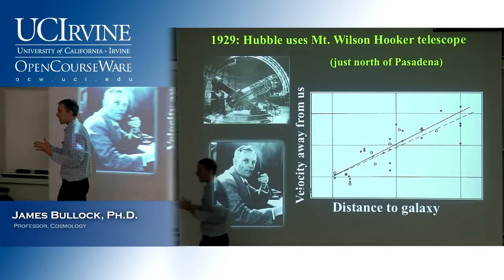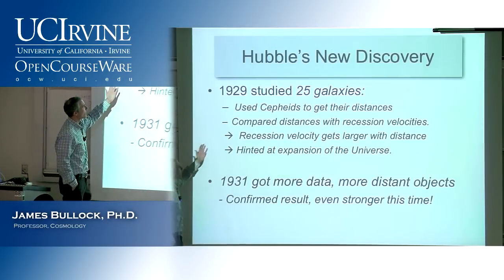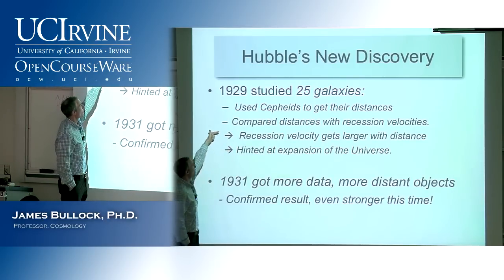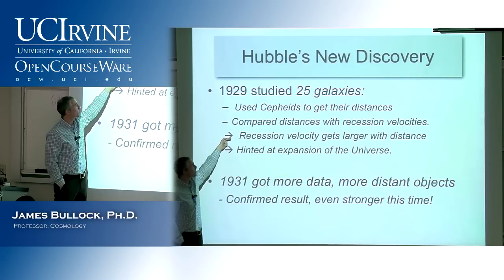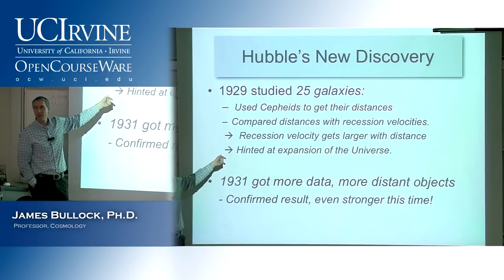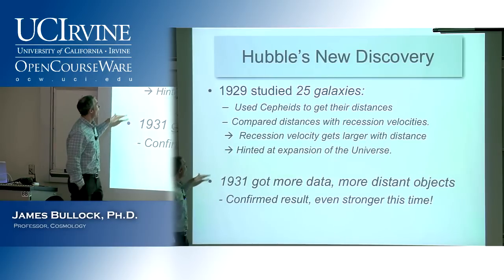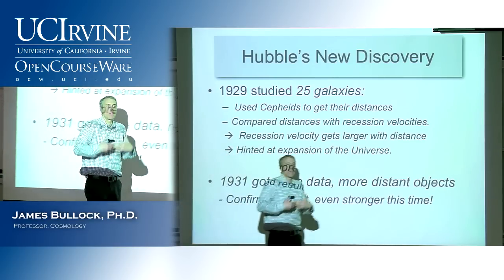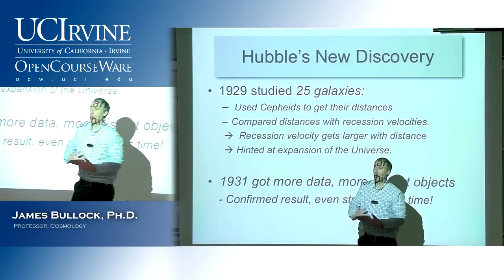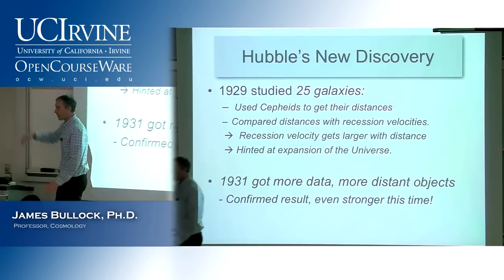And so what Hubble did after his first study in 1929, he used these Cepheids to get the distances, and he found this great relationship. The recession velocity gets larger with distance, and it hinted at the kind of thing you would get in an expanding universe. By 1931, he had gotten a lot more data and was looking at even more distant objects. And he found that the result was even stronger as he looked at galaxies farther and farther away.